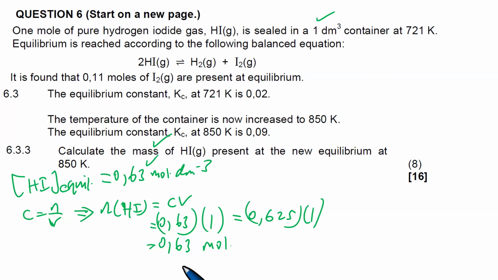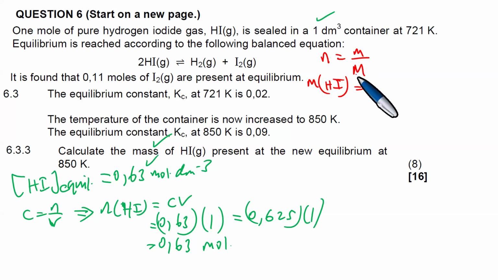So we want the mass, which means now we're going to do the mass. You can do it in red. It's the final answer. So we're interested in the mass. What is this? Number of moles is mass over molar mass. Mass, hydrogen iodide.